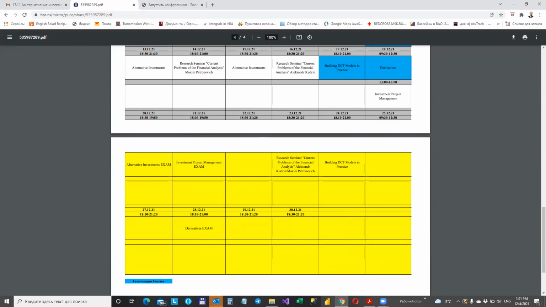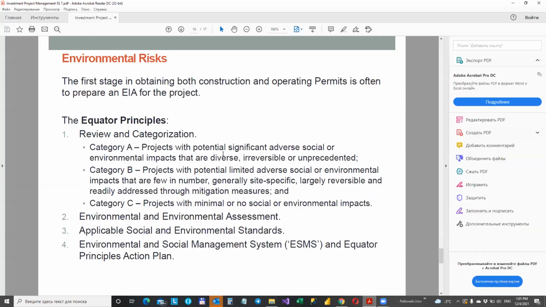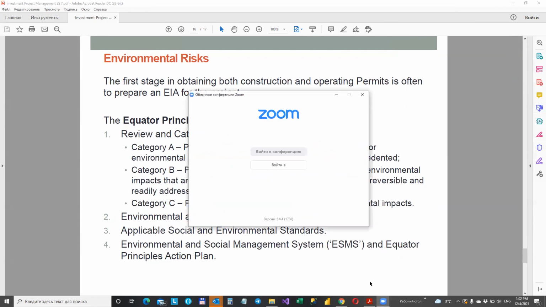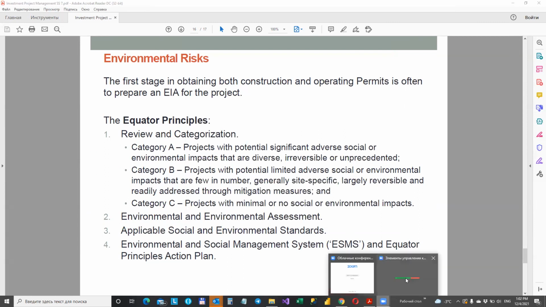Okay. And now let us switch back to the presentation from the previous session. We have a few points left, and let us discuss environmental risks with respect to investment project management. So I will also switch on the chart. If some of you have additional questions, please type in the chat or raise a hand.